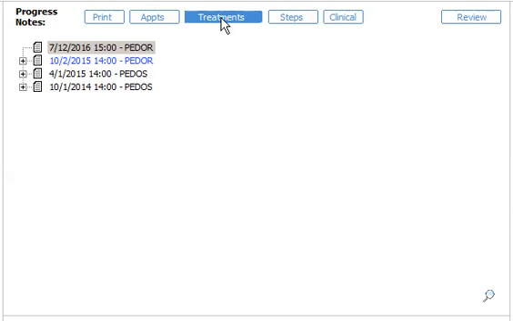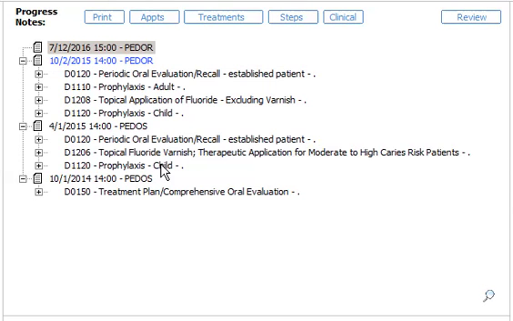What kind of treatment did they receive? Click on the treatment button and I can see that they had an initial visit, they had a cleaning, and a numbing. So if I were writing a history of this patient, I would say patient of record in Finn Clinic since 2014 has received regular preventive care.